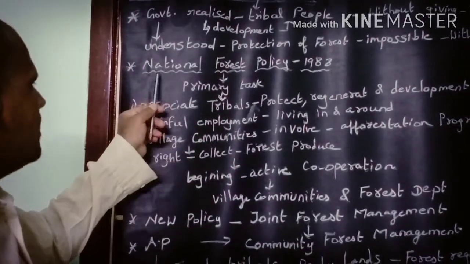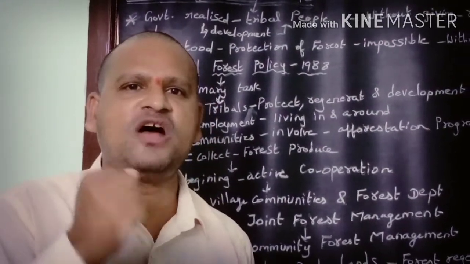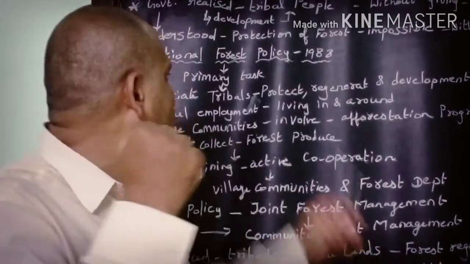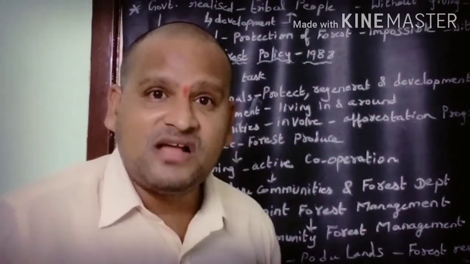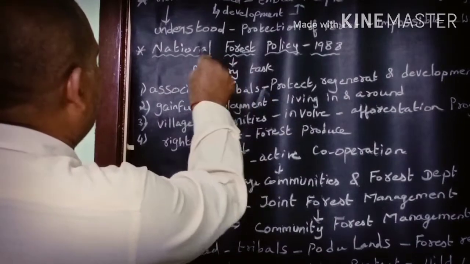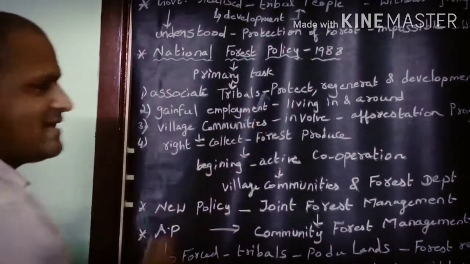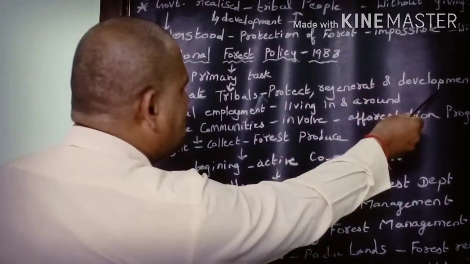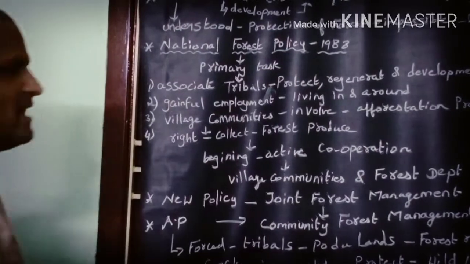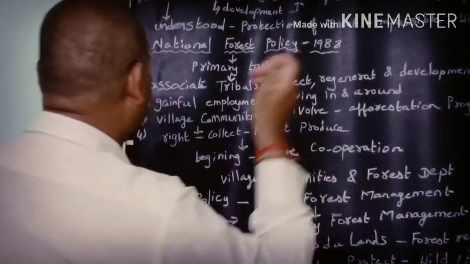That policy is called the National Forest Policy. Children, when was the National Forest Policy launched by the government? In the year 1988. The primary task of the National Forest Policy is to associate tribals in protecting the forest, regenerating the forest, and development of the forest.